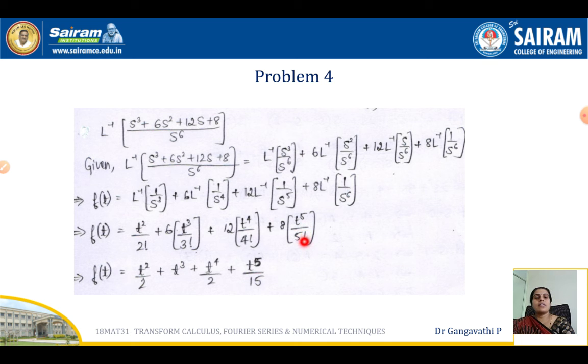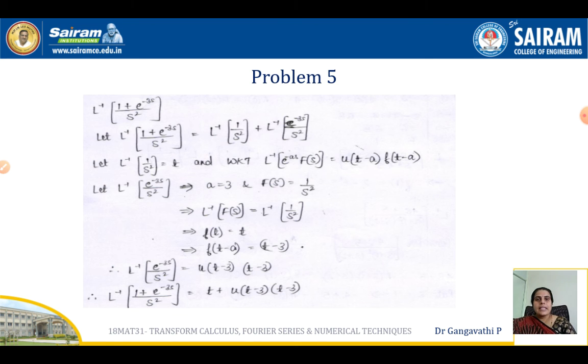So this is the expression you get, and on further simplification we get f of t is equal to t square plus 2 plus t cube plus t to the power of 4 by 2 plus t to the power of 5 by 15. So this is how you need to solve the problem. Look at the problem first. Which method is applicable, you need to analyze and apply the suitable method, and then solve the problem. Don't complicate, try to use the simple steps.